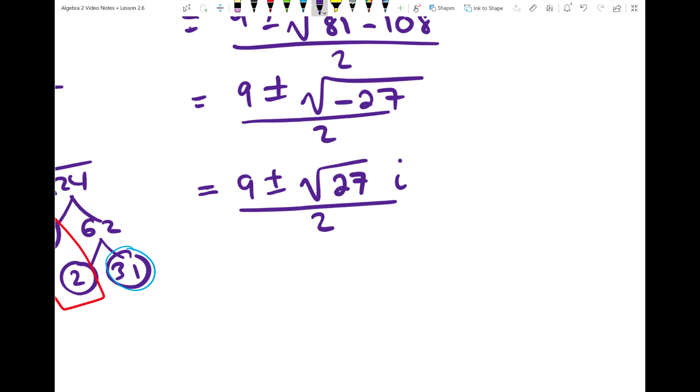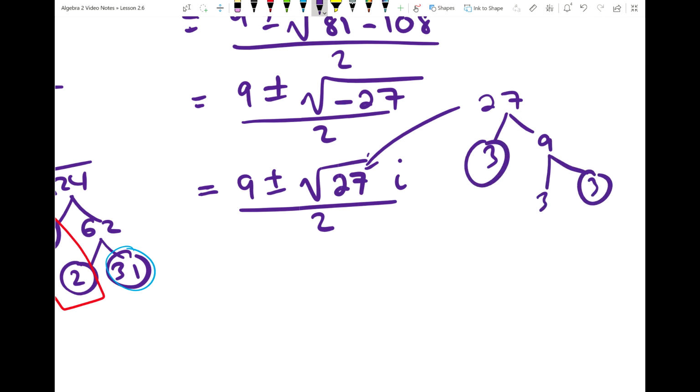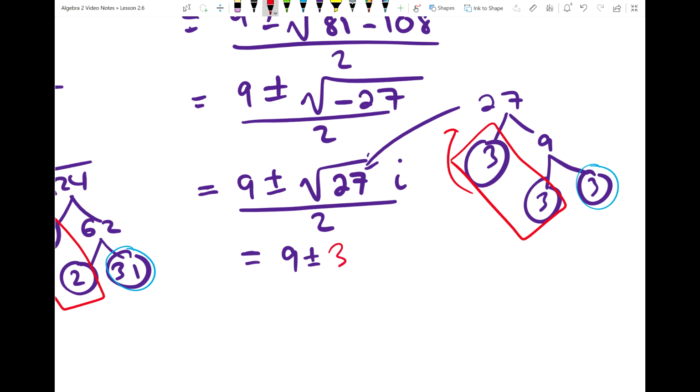Now, we're almost done. We have to break down the 27, because 27 breaks into some nice numbers here. So let's break this guy down. 27 breaks into 3 and 9. 3 is prime. And then 9 breaks into 3 and 3. So we got a pair of 3s that we can pull out. So I'm going to box the pair of 3s. That goes outside the radical. And I'm left with a 3 on the inside. Okay, so we got 9 plus or minus this 3 that I put in red on the outside, and then the 3 that I put in blue that is left over on the inside, times i, all over 2.